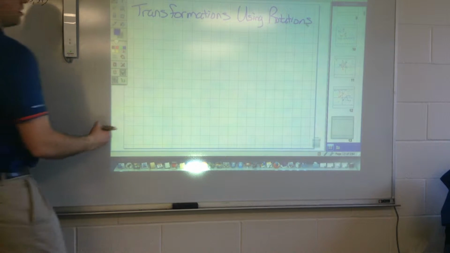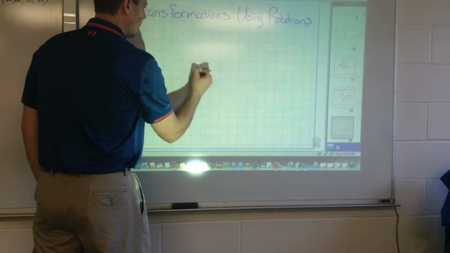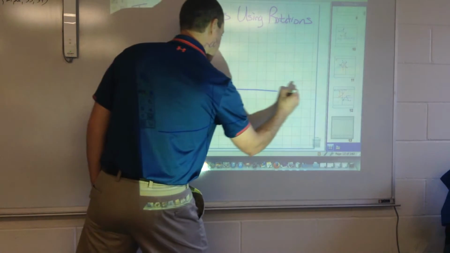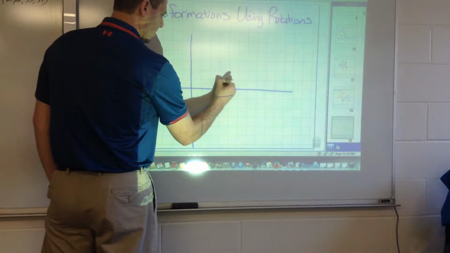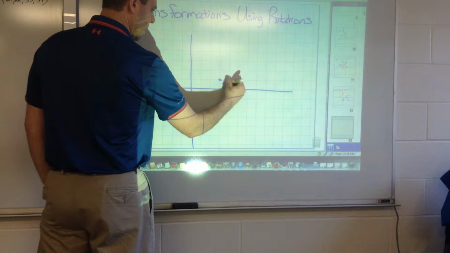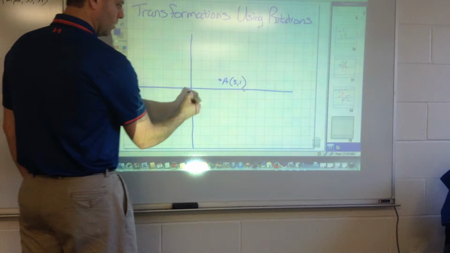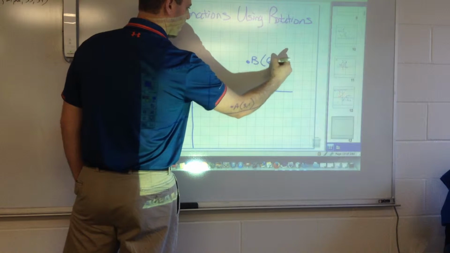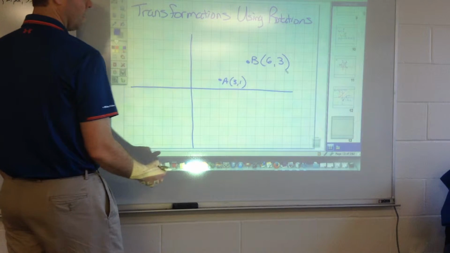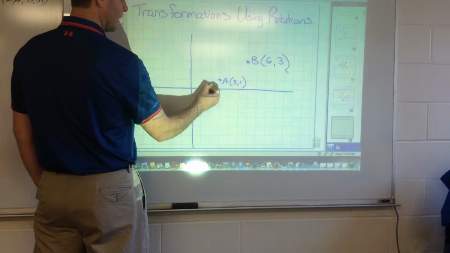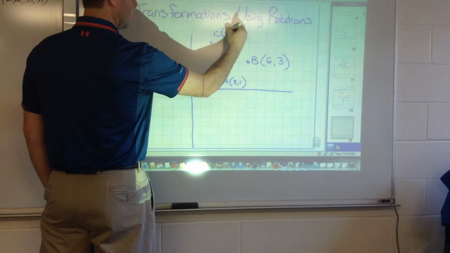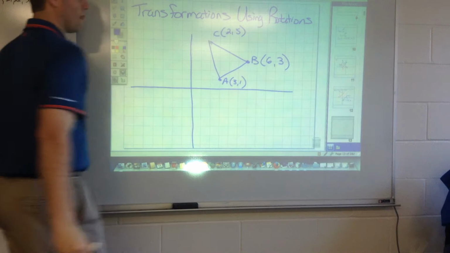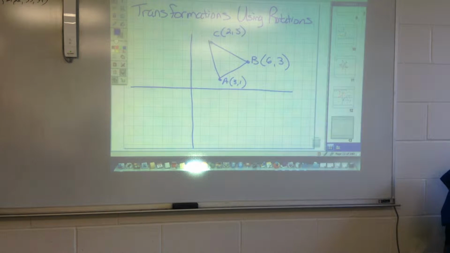So here's what we're going to do. We're going to take some object. I'll go ahead and draw one up here. We'll say A is located here at 3, 1. We'll say B is located here at 6, 3. And we'll say that C is located at 2, 5. I'll give you a moment to go ahead and copy that shape down.